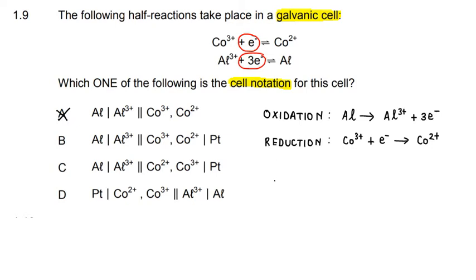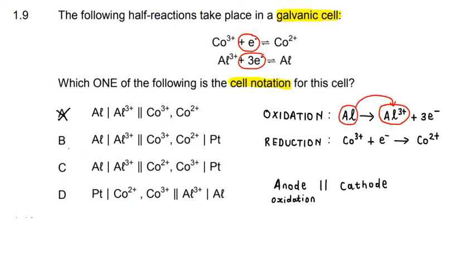Now something else. The structure of cell notation is always what happens at the anode, then we have a salt bridge, and then what happens at the cathode. So the cell notation is basically sort of like a story. We're now going to check. We know that at the anode we have oxidation. Looking at our oxidation half reaction, all that we need to see in the cell notation is this solid aluminium going into aluminium 3 plus ions. That's all that we need to see. We don't need to see the electron.